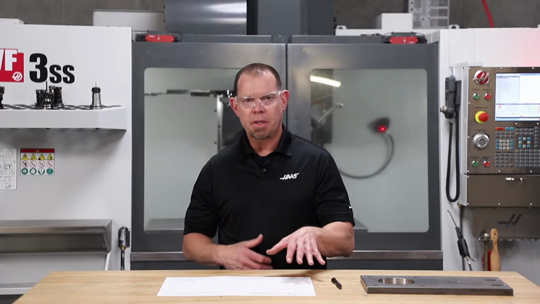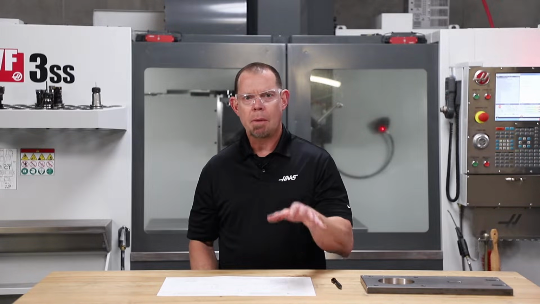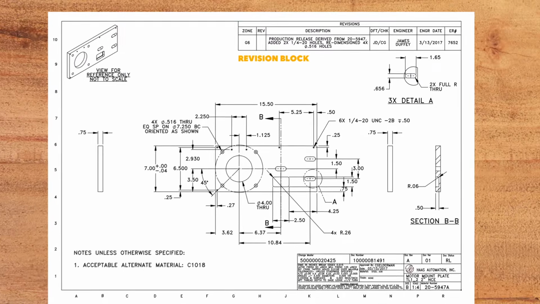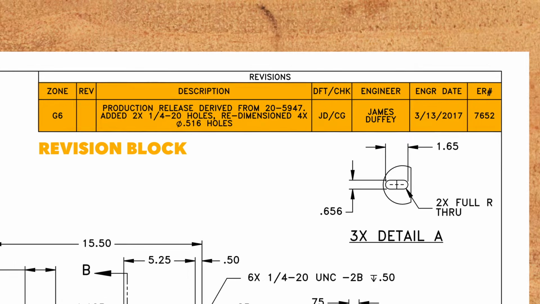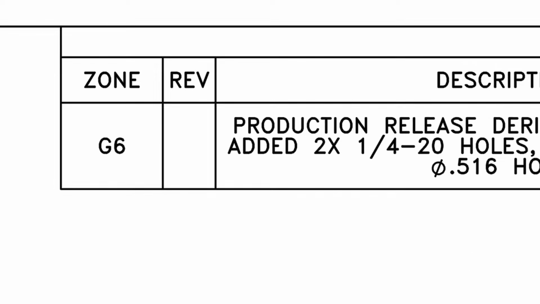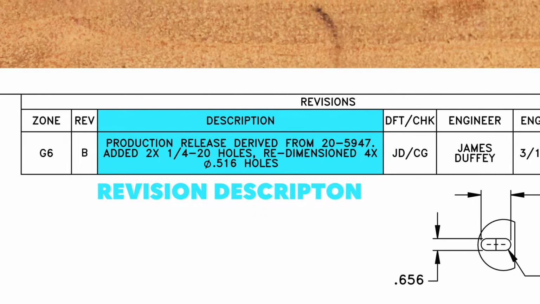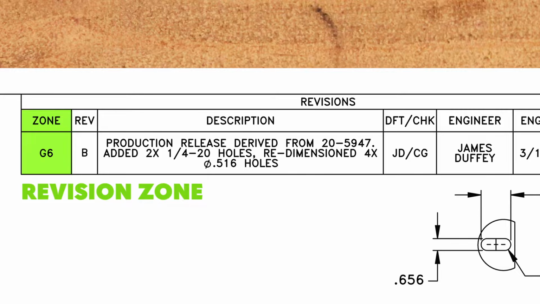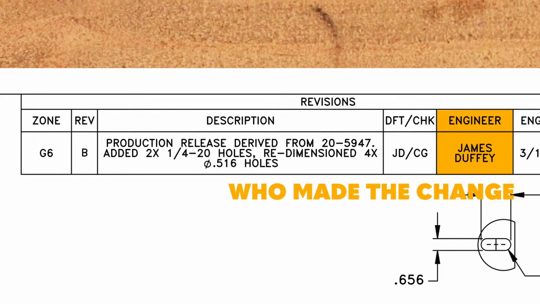Now this area here at the top right is very important. I referred to the drawing revision earlier. This is called a revision block. Each time a change is made to the drawing, whether it's a minor note change or a major redesign of the part, the drawing gets a new revision letter. A drawing starts with no revision, and for every change, we bump the letter up one. A description of the revision is found here, as well as the zone the change can be found in, and who made and approved the change.